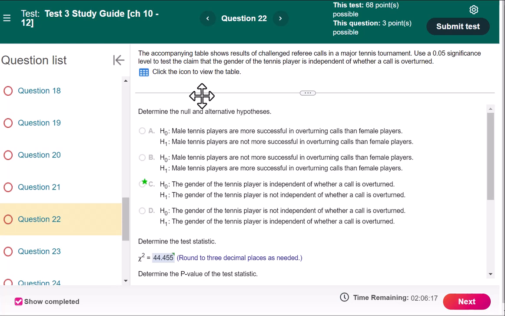Your null hypothesis should be that the variables are independent, and your alternative should be that the variables are dependent. So let's see which one was selected here. You see here, gender of the tennis player is independent of whether a call is overturned, and you're going to notice that H1 means dependent, or not independent, of whether a call is overturned.